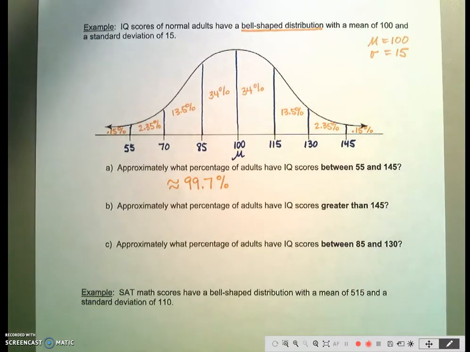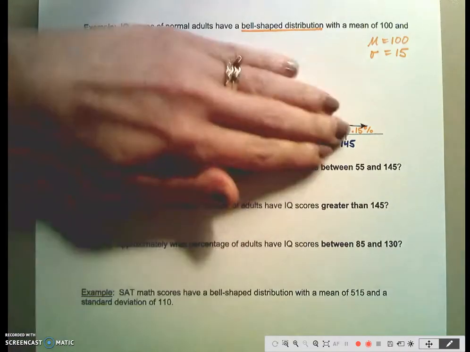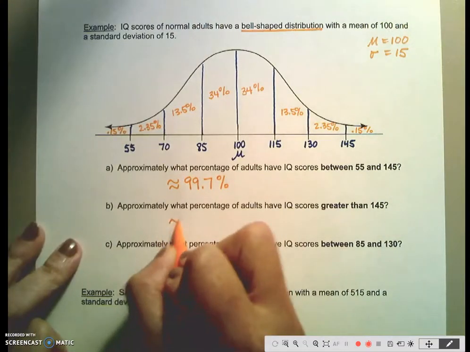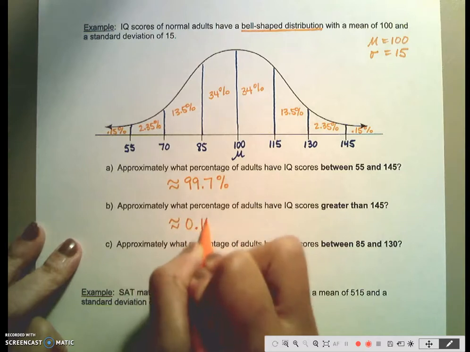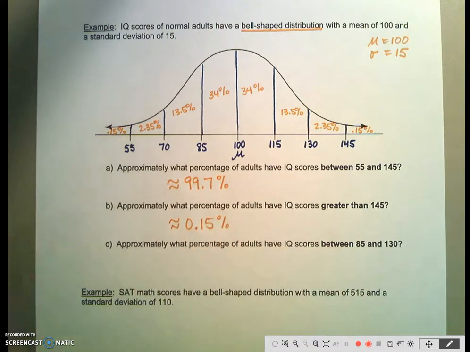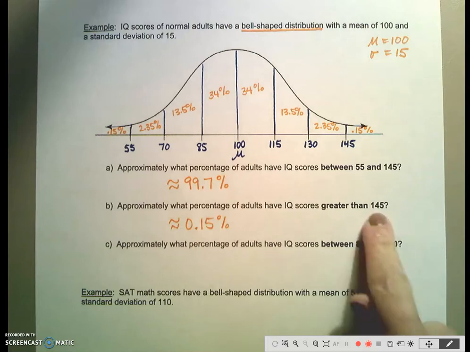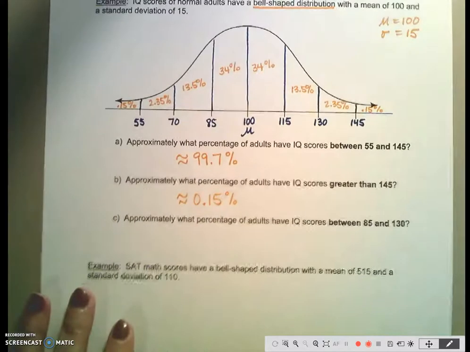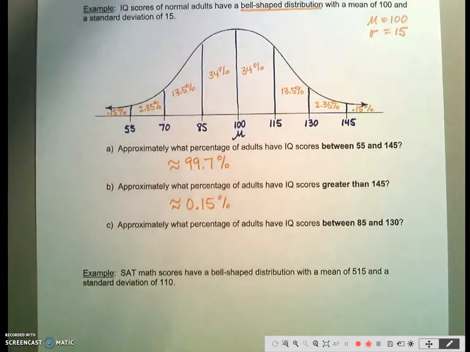Approximately what percentage of adults have IQ scores greater than 145? So we just want to go greater. And that one you can see it's really easy, 0.15%. Approximately 0.15%. Not very many adults have IQ scores greater than 145. That's pretty unusual.